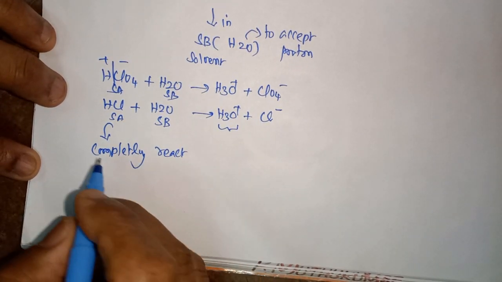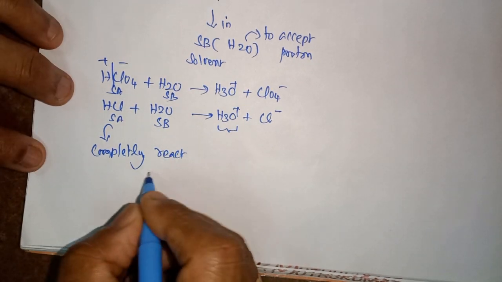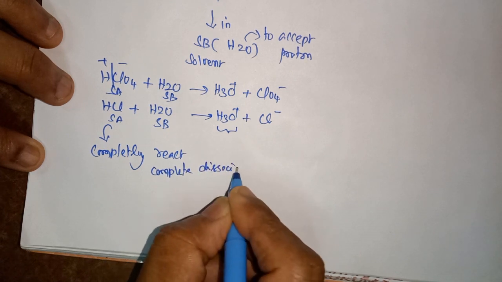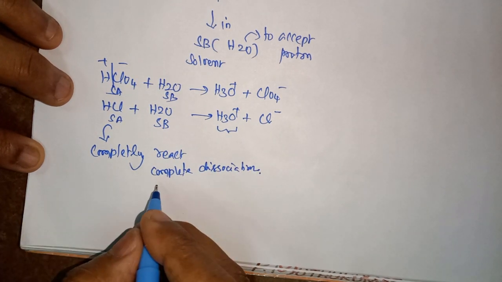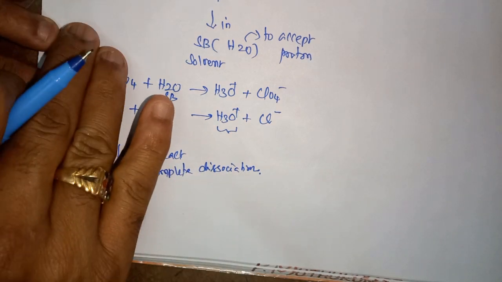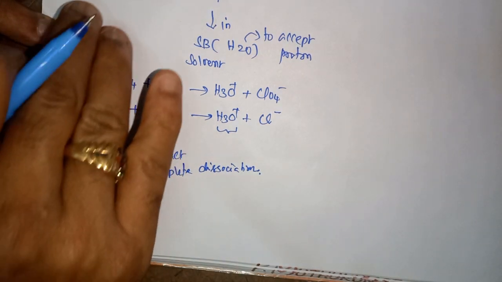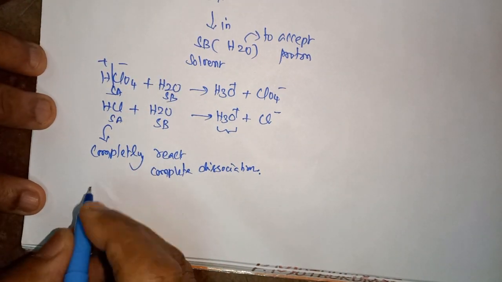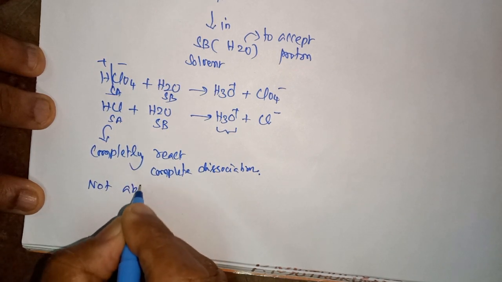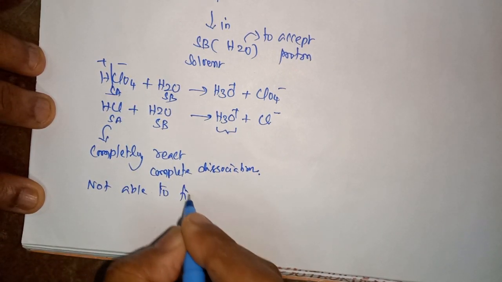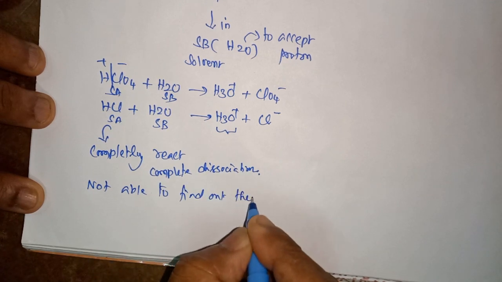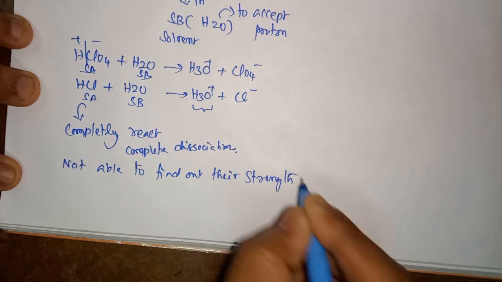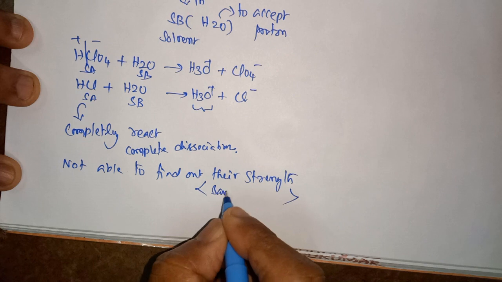And one more thing I want to say: completely react means complete dissociation. If they are undergoing complete dissociation, the ones taken are strong acids. All these are undergoing complete dissociation. When they are undergoing complete dissociation, we are not able to find out their strength. They all have the same strength.